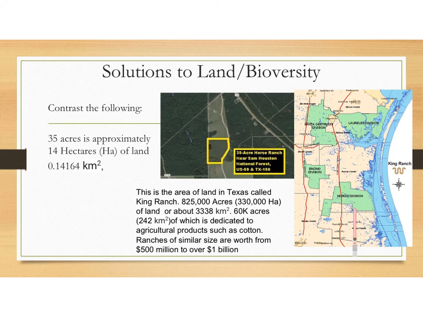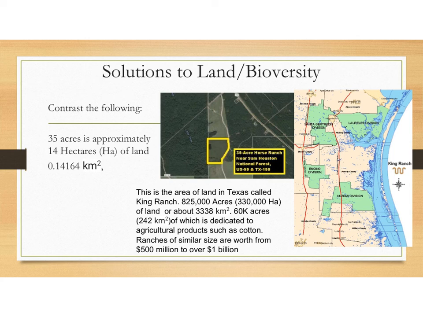And it has 4 large properties in Texas, out in Kingsville, but it also has some land out in Florida, which is the peninsular state we have out in the east there. That ranch is 825,000 acres, about 330,000 hectares, or about 3,300 square kilometers. 242 square kilometers of that is just agricultural products such as cotton, and the rest is going to be ranching cattle and horses and things like that.